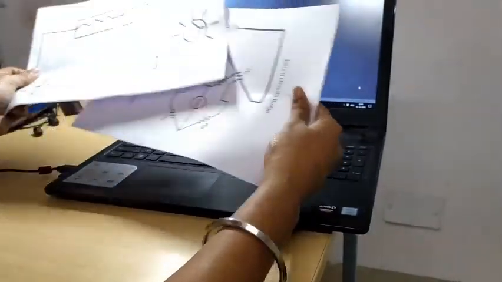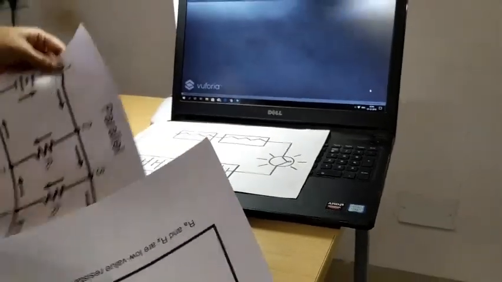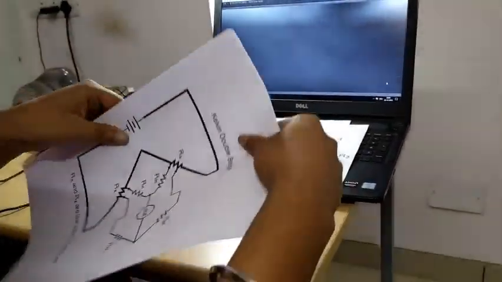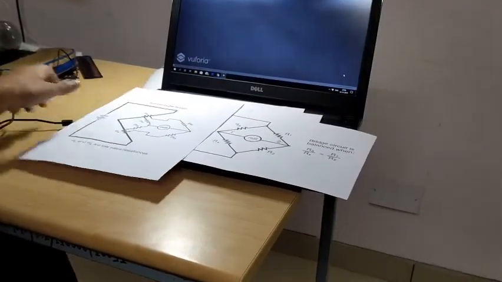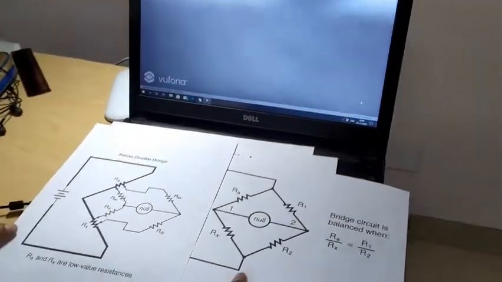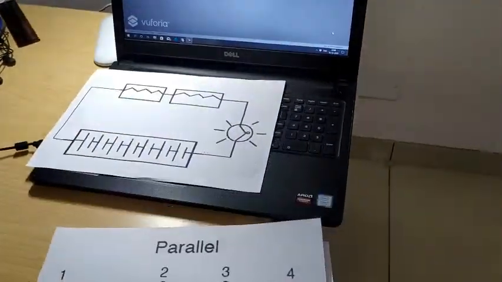First is Ohm's law in series circuit. Second is Ohm's law in parallel circuit. Third is the Kelvin double bridge, and fourth is Wheatstone bridge. So first we will take the case of Ohm's law in series circuit.